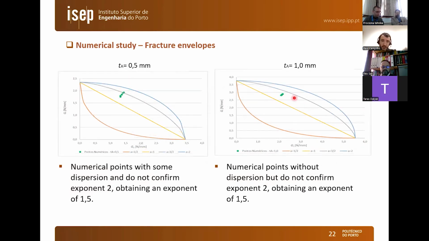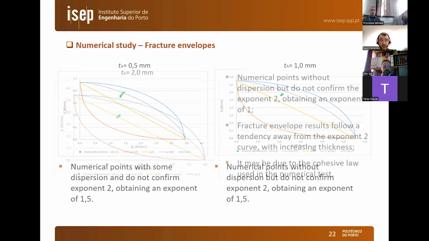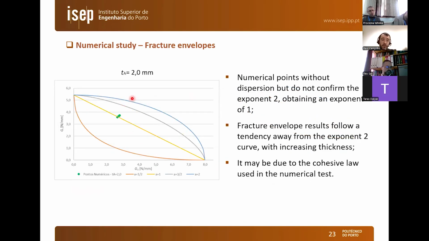But as we increase the thickness of the adhesive, we started to have slight deviations for 0.5 and 1 millimeter, for which the proposed exponent in this case is 1.5. And we had the biggest deviation for an adhesive thickness of 2 millimeters, in which we input a power law of 2, but our results resulted in an output of 1. We consider that this may be related to the use of a triangular shaped cohesive law for an adhesive that is extremely ductile, and leads to these increasing deviations as we further increase the adhesive thickness.